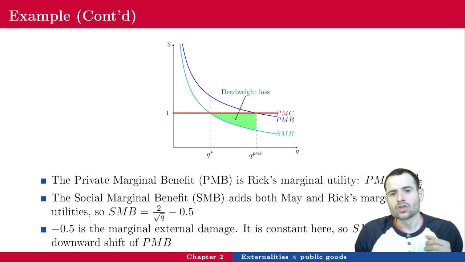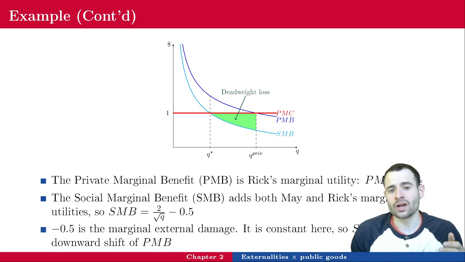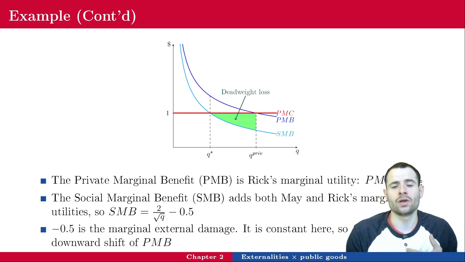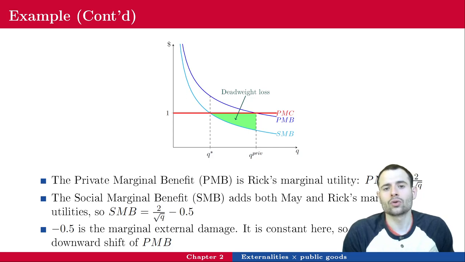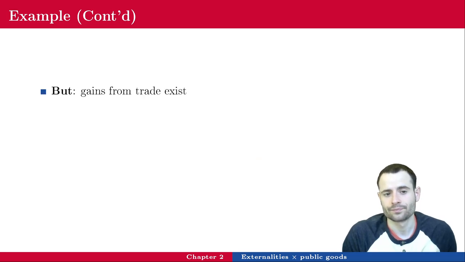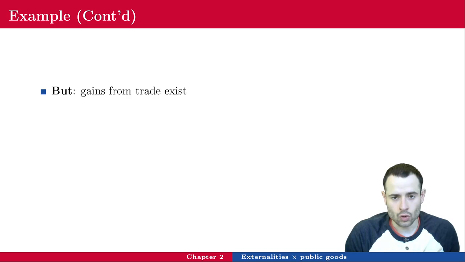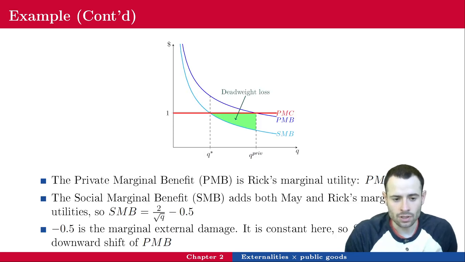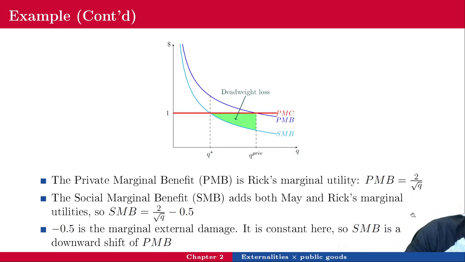Okay, so what can happen here? The actual solution, the current solution, is not efficient. Rick is consuming too many cigarettes. That bothers May, and overall, total surplus could be higher, but it is not. The social marginal benefit is the sum here, look at this point, the sum of both private marginal benefits. You just add marginal utilities together.